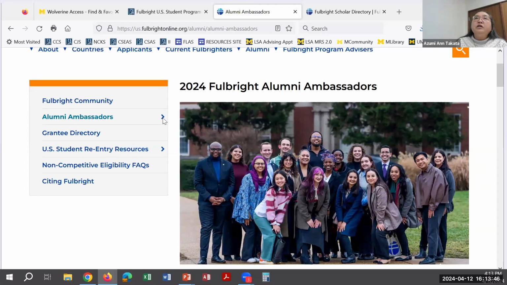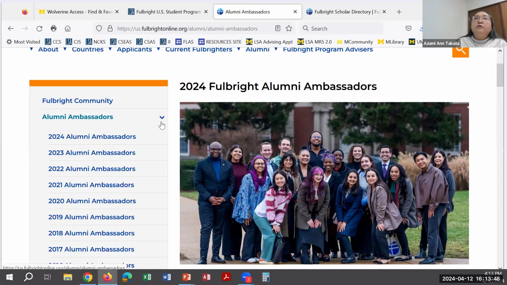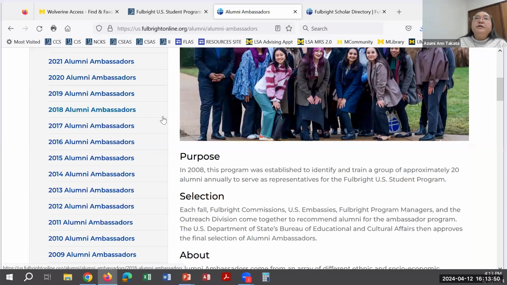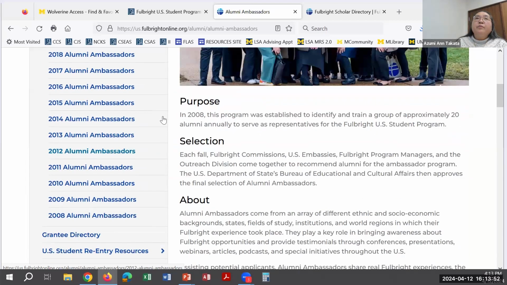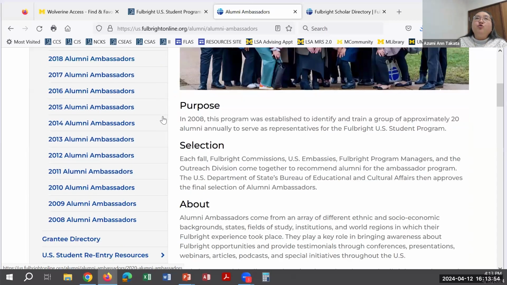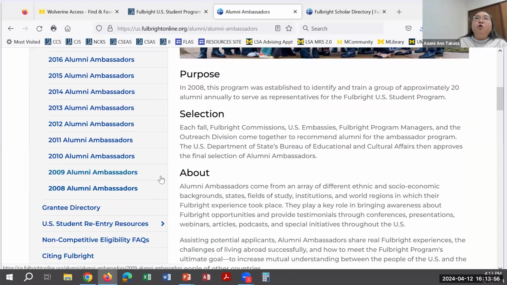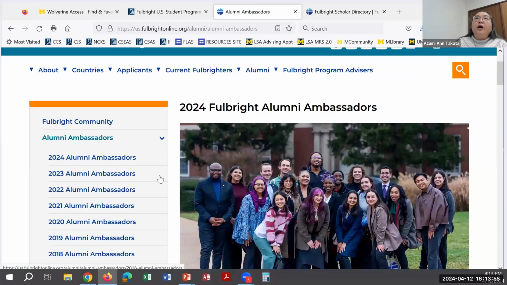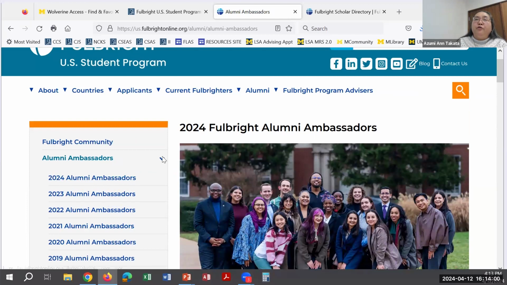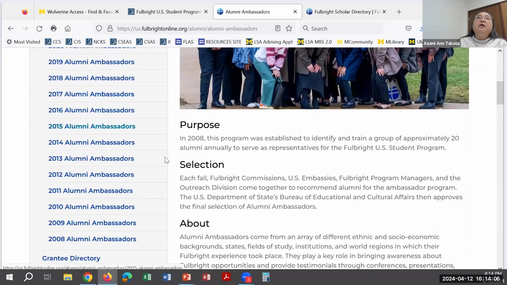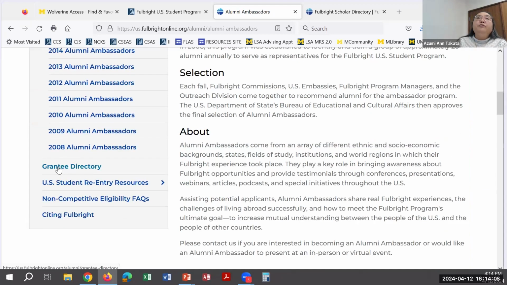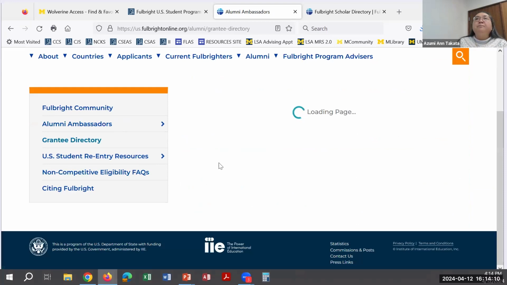You will see that there are, as I said, about 15 years worth of alumni ambassadors, and they're all willing to talk to you about their Fulbright experience and what they did and how they went about doing their Fulbright experience. So that's all there. And then underneath that also you will find a grantee directory.